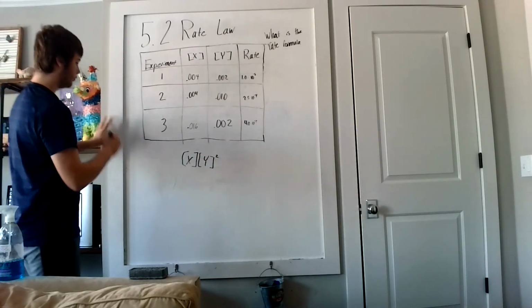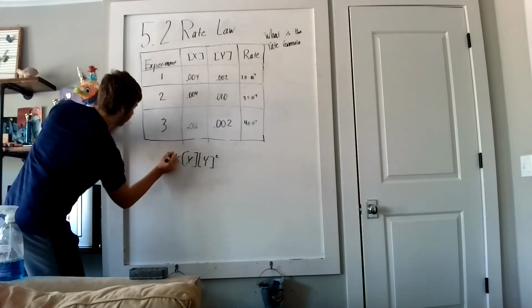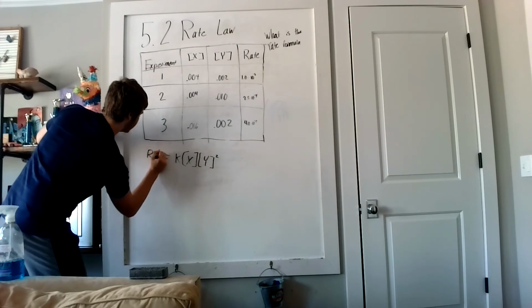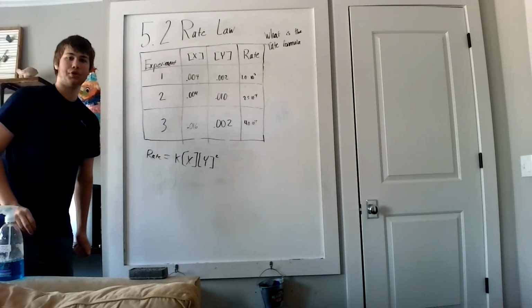And now that we have this, we just put its rate constant in front of it, and we get our rate equation, where rate equals k times concentration of x times concentration of y squared.